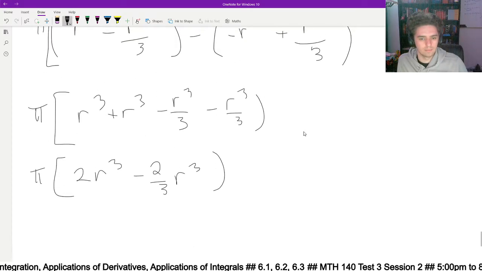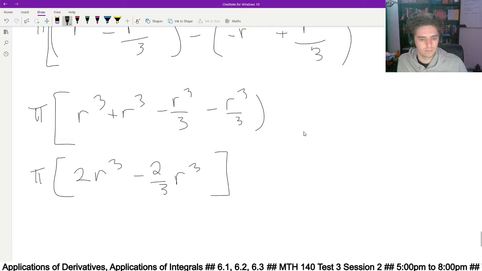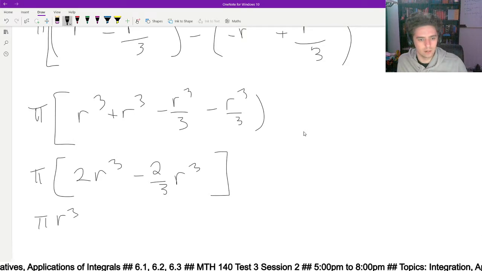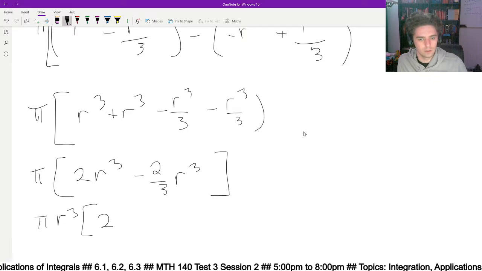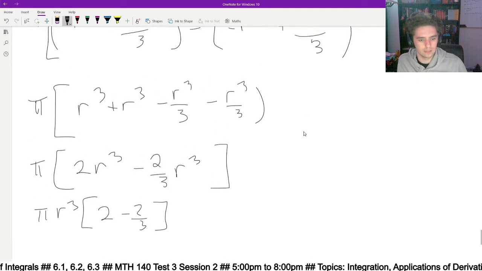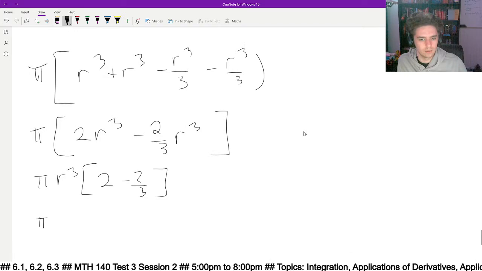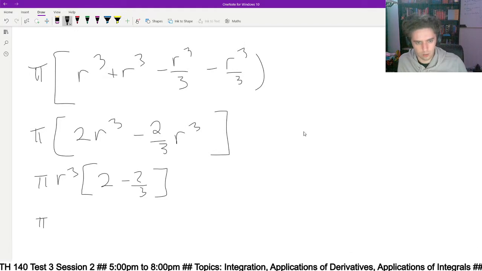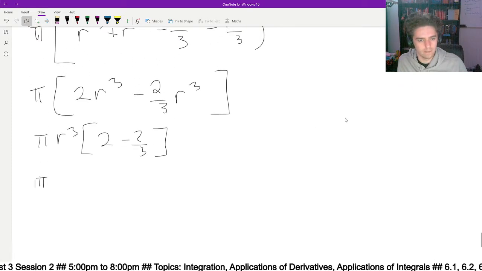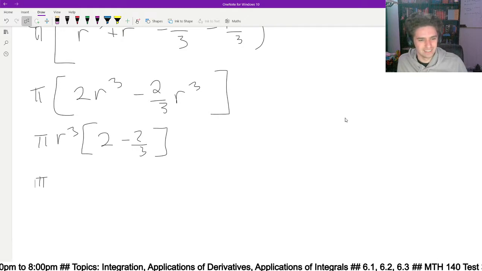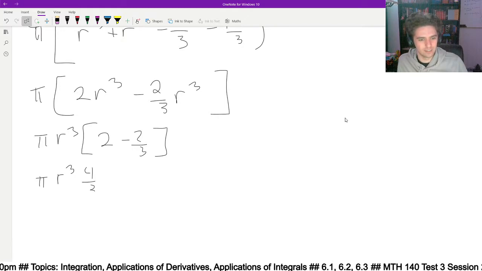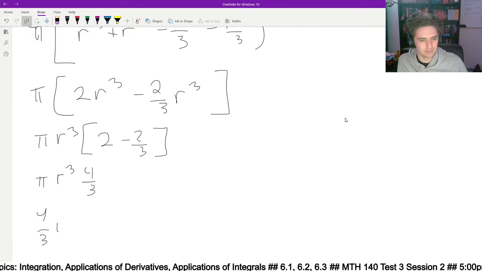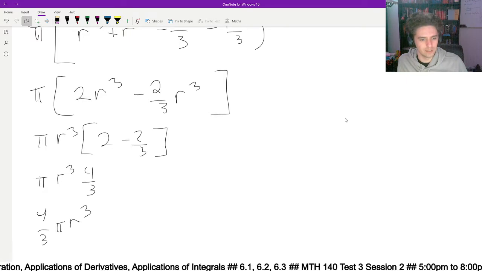Then factor out the r cubed. Pi r cubed times 2 minus 2 over 3, yes. 4 over 3, I think it is? Oh, one third, yeah. Oh no, 4/3, sorry. So times 4 over 3, and that's the formula. Yeah, we did it. 4 over 3 pi r cubed. There we go.